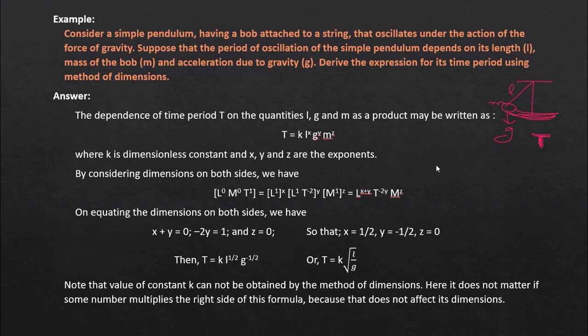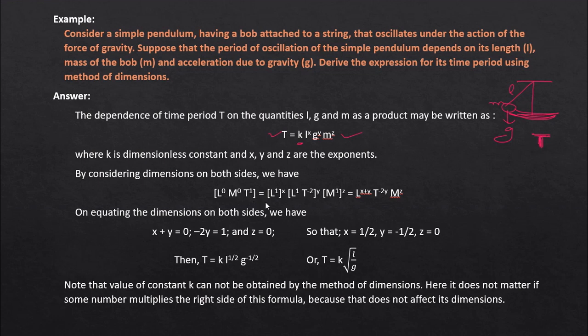So what do we do? We say that we don't know the exact formula, but we know that it has some dependency. So the time period is some constant multiplied by L to the power x, g to the power y, m to the power z. Now we are going to write the dimensions of the left hand side and of the right hand side. The dimension of the left hand side is time, so T1, and let's add L and M also, because if the power is 0 it doesn't matter, but it will be helpful.